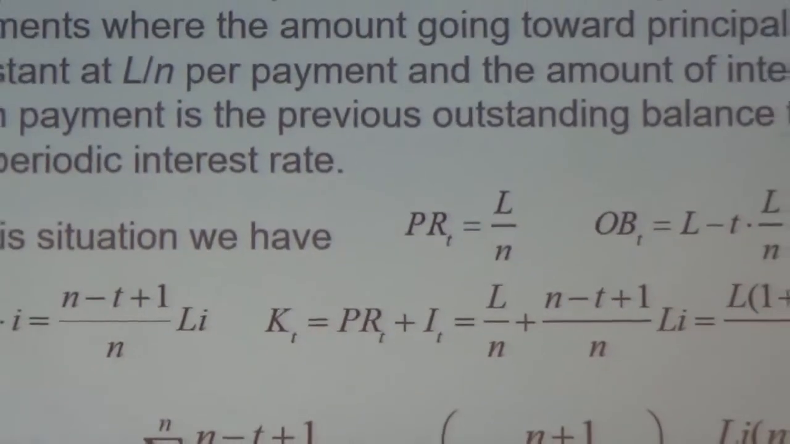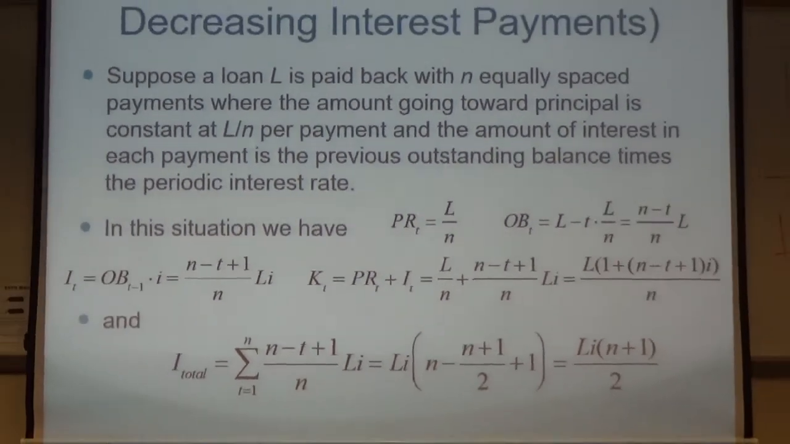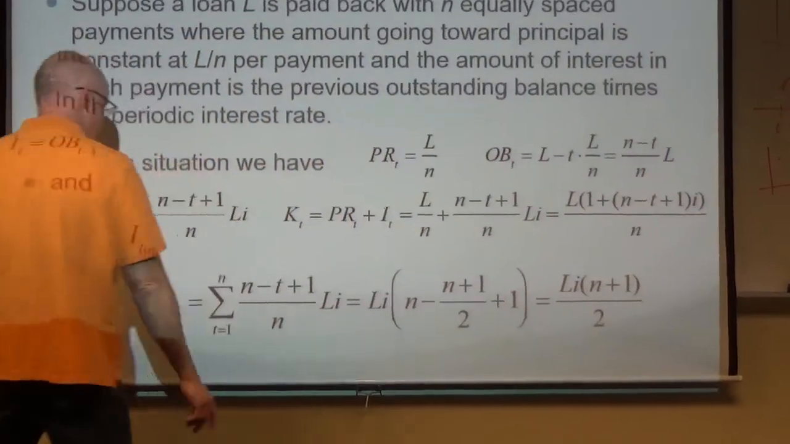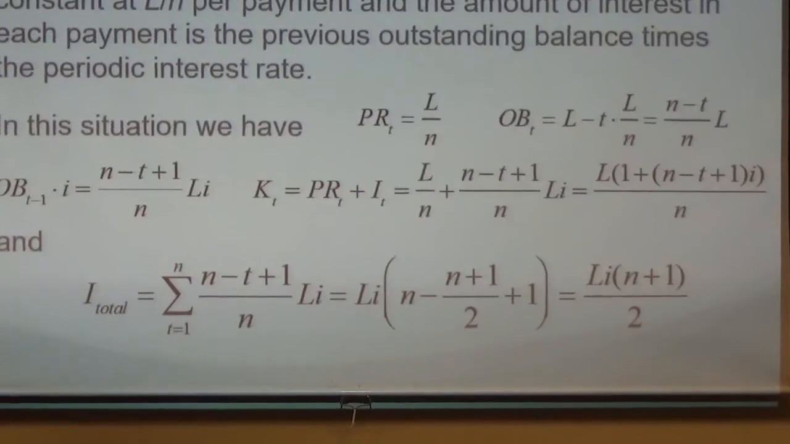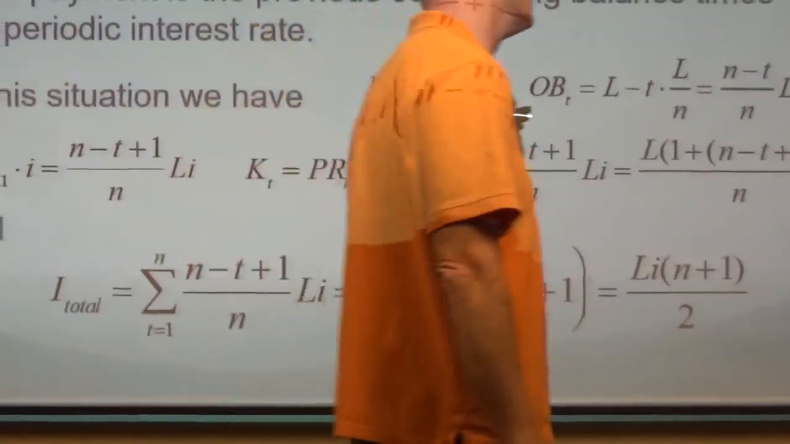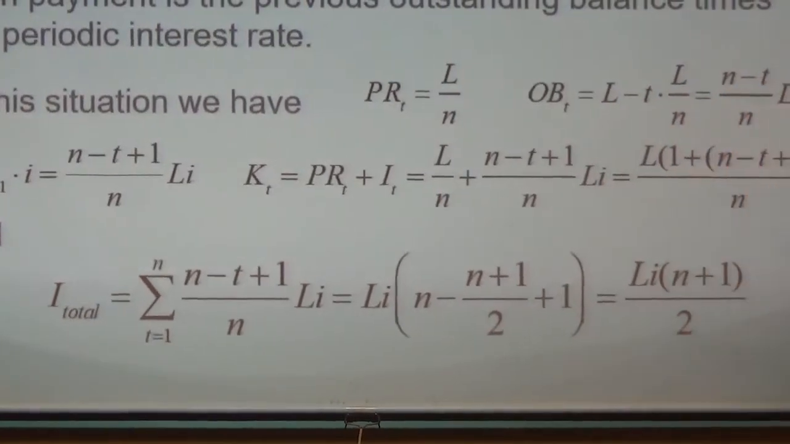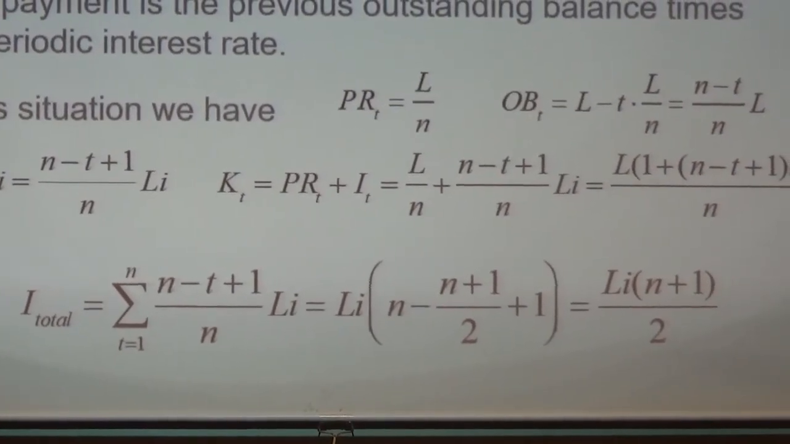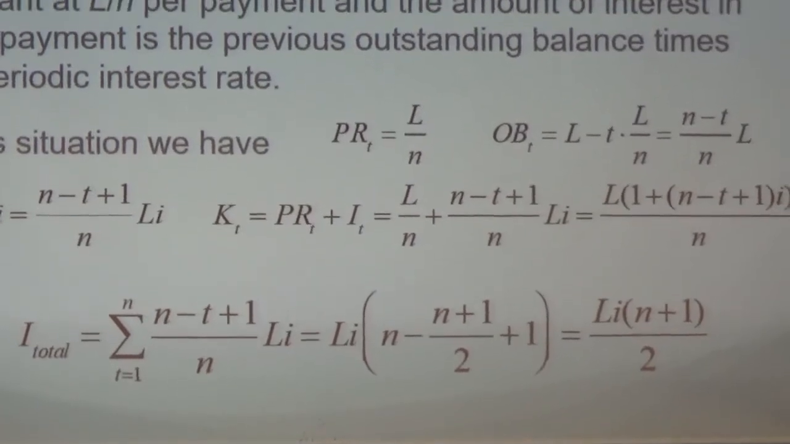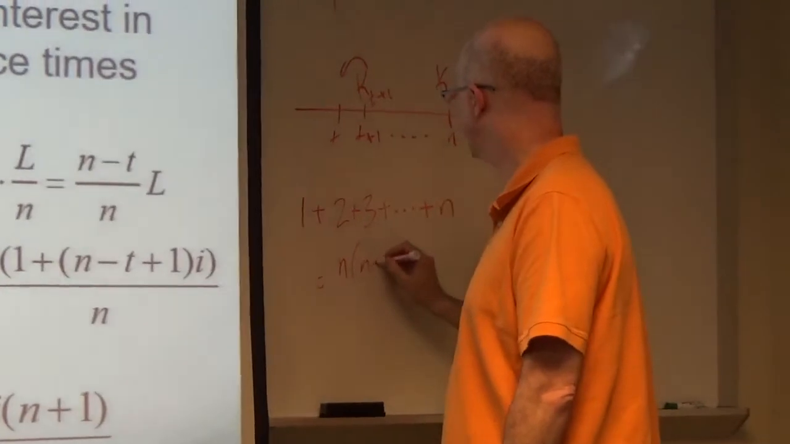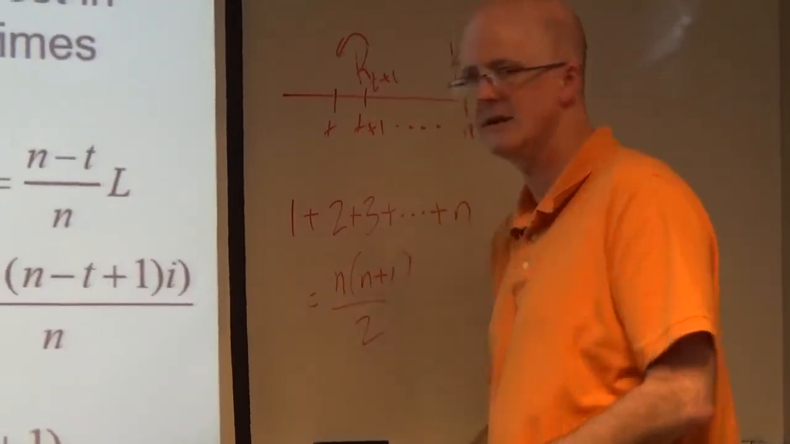And what else can you say? You can say your total interest is given by this amount. I'm not going to go through the derivation here. This is something you should be able to verify. I will tell you that in this derivation I used a formula that not everybody knows, but really every actuary should know. And that is if you add up the first n integers, you get n times (n plus 1) over 2.